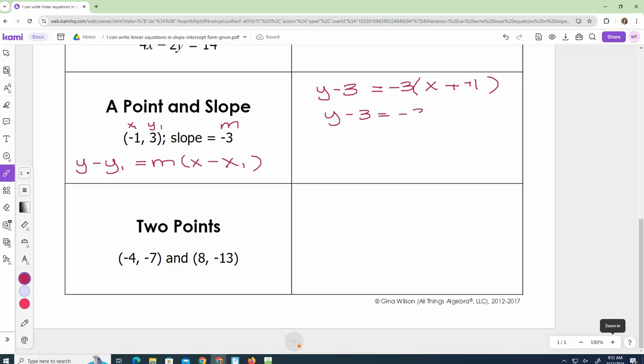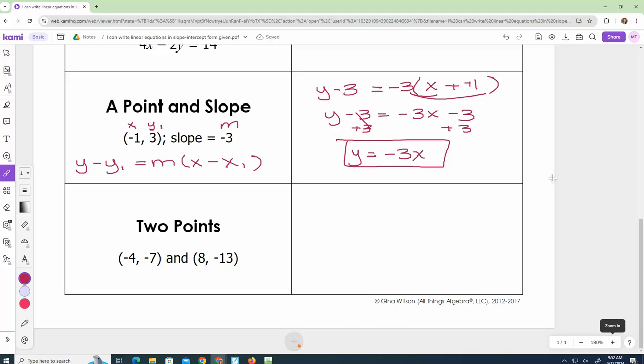y minus 3 equals -3x minus 3 to distribute. Have to get y by itself, so if we add our 3, we get y equals -3x plus 0, so just -3x. And then yesterday, we had to write it when we had 2 points.